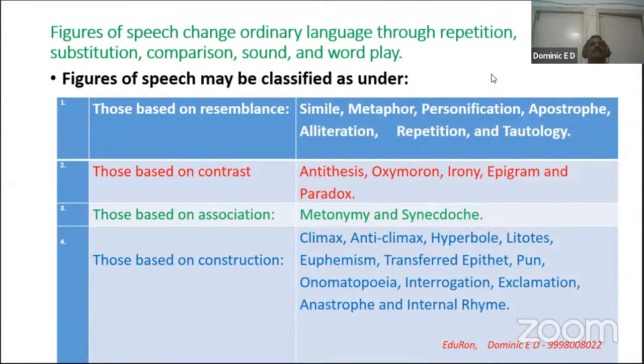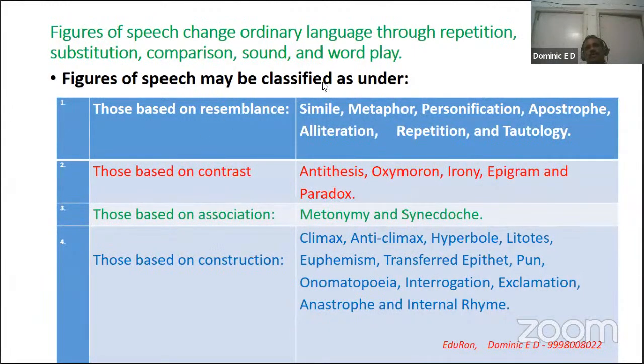Figures of speech change ordinary language through repetition, substitution, comparison, sound, and wordplay. These are very carefully chosen words, and you are using that particular type of words in order to create a striking impression in your language.